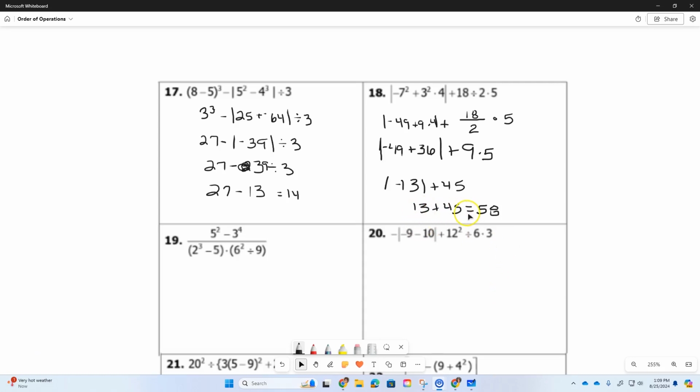Okay, let's see. I think this answer is 58. I did 13 plus 45, so let's run over to Desmos real quick and type it in. Now remember, Desmos is not going to show all of this work, each step. I'm going to type in the whole problem and see if my 58 is correct. So here we go.